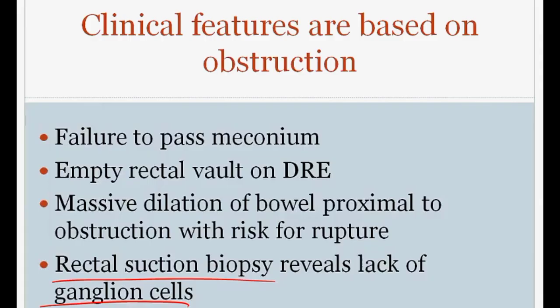So basically what you need to do is you need to actually create a little bit of suction against the rectal wall so that you actually pull the submucosa into the biopsy, and by looking at the submucosa you can ask the question, are the ganglion cells present or absent, because they should normally be present there, and if they're missing then you can truly say that they are absent. So very important and very high yield to know that you've got to use the rectal suction biopsy to be able to truly look at the ganglion cells.